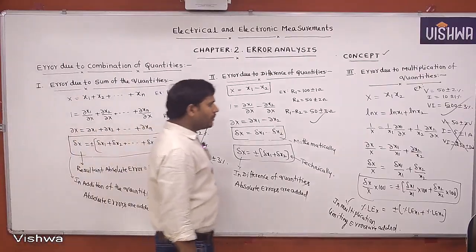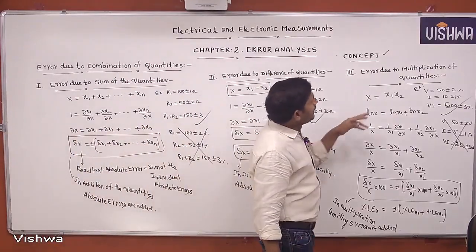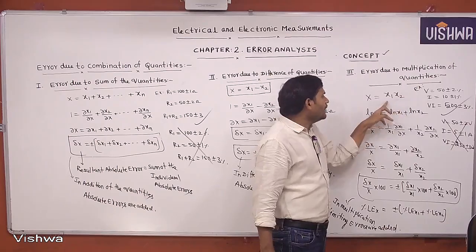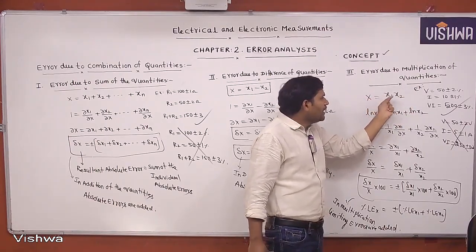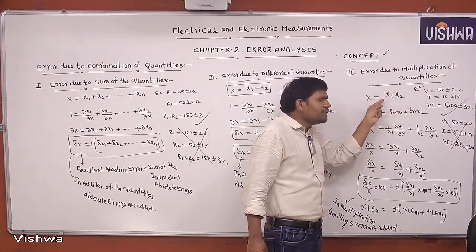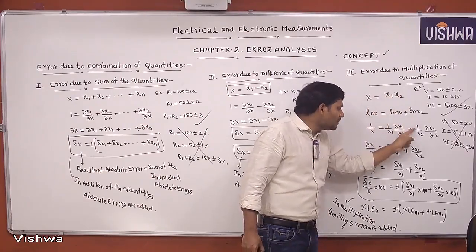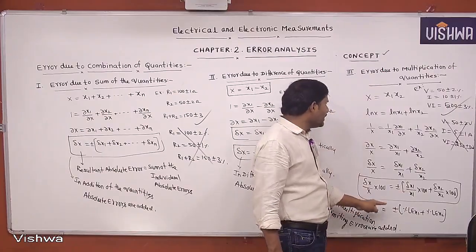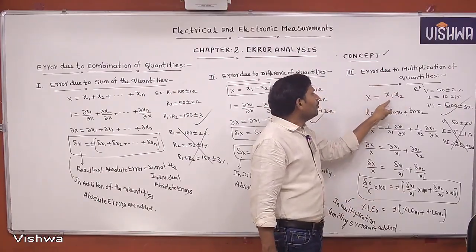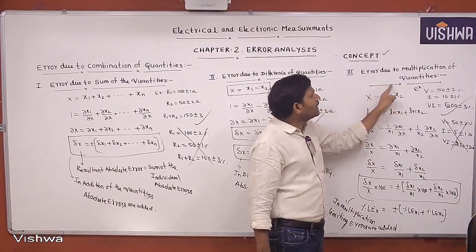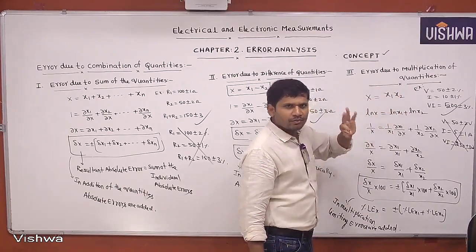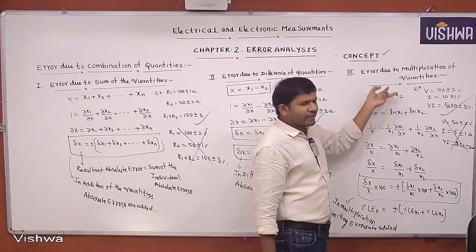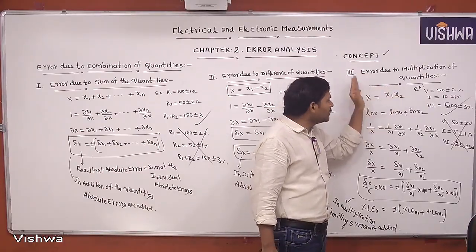But a point to remember, this is applicable without any addition term or subtraction term. In this multiplication, there is no addition term, there is no subtraction term. Then only this concept is applicable. Limiting errors are added directly in multiplication, only multiplying terms. This also, x1 square into x2, is applicable, but there must be no addition or subtraction term.